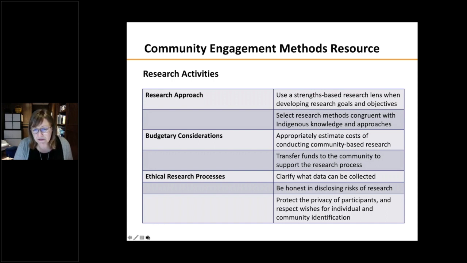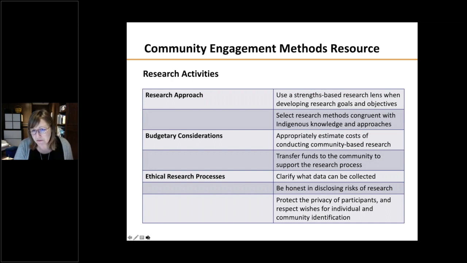So we want to use a strength-based research lens when developing the research goals and objectives. And so we want to also make sure that there's at least one objective of addressing structural change and strengthening community through this work, and also to make sure that there's really good partnerships and equity as we go ahead with any sort of research activities.